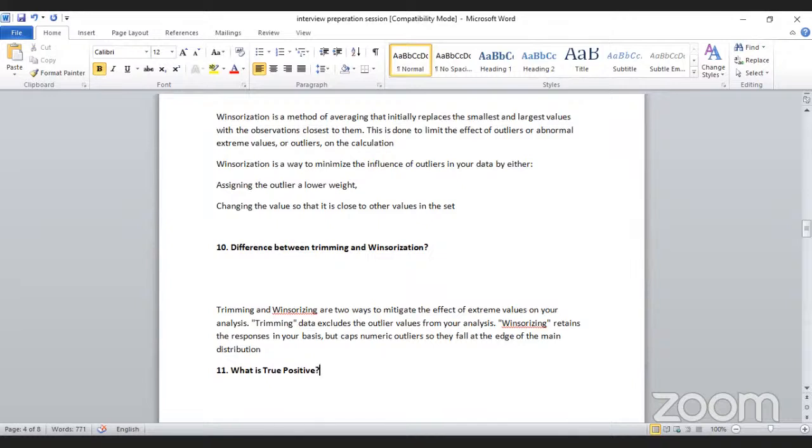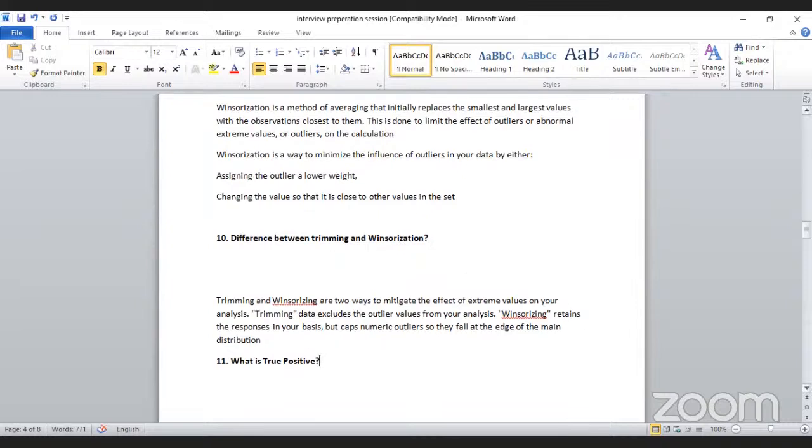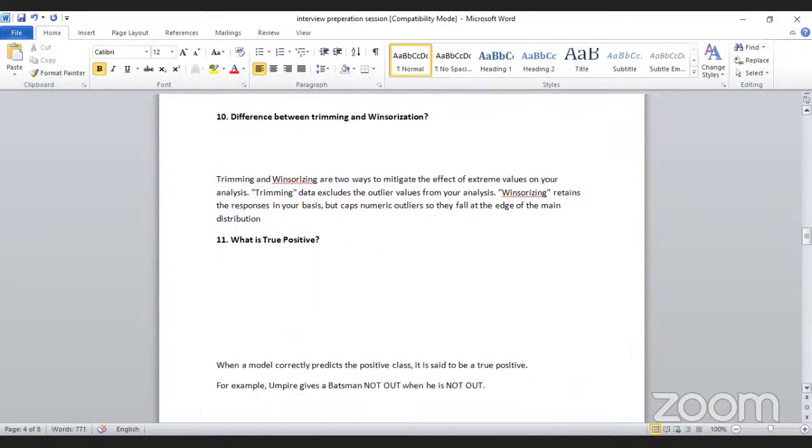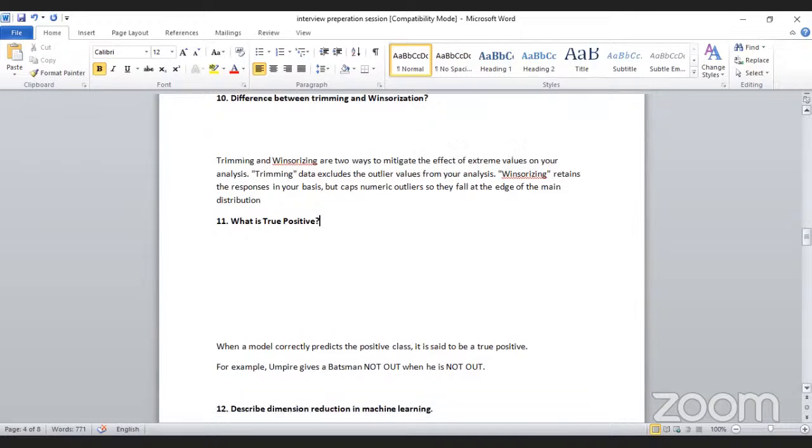Yeah. So when the prediction is true, right? And it is correct. So when a model correctly predicts the positive class, it is said to be a true positive. Okay. So see here we have the same. Umpire gives not out when he is not out. So that's a simple one, right? So we have seen what is true negative, and now we have seen what is true positive. Okay.